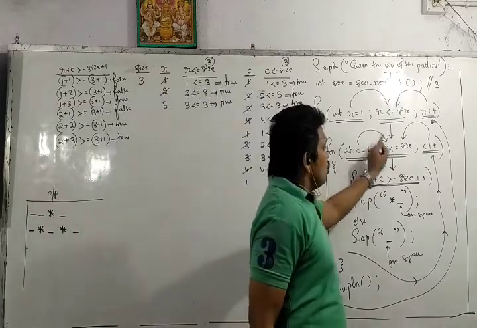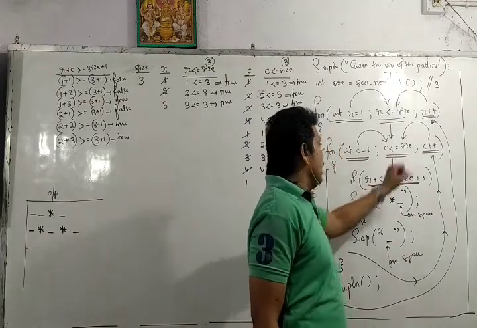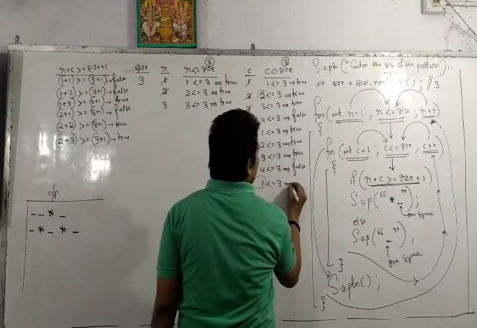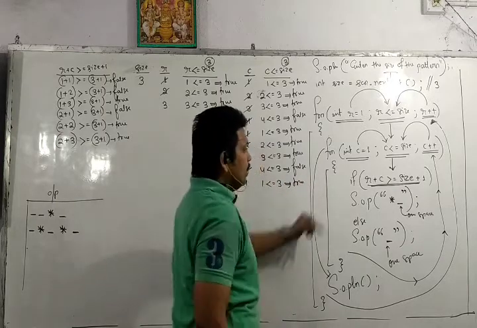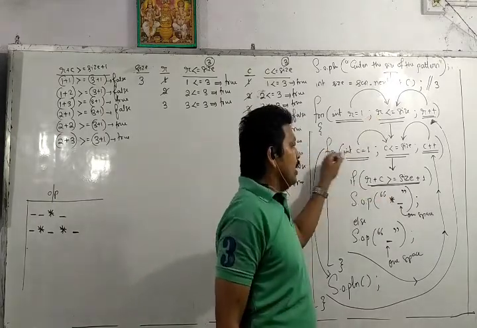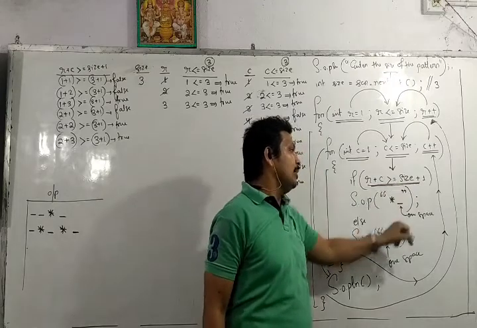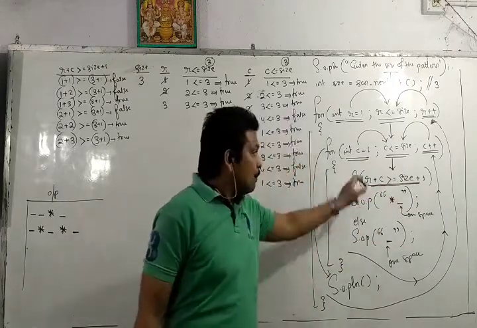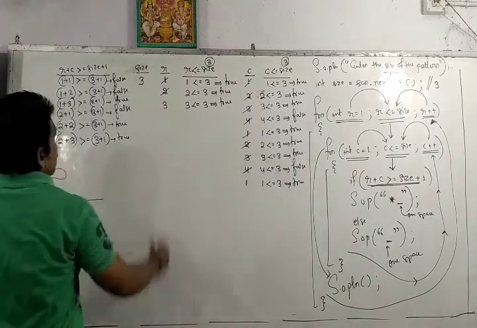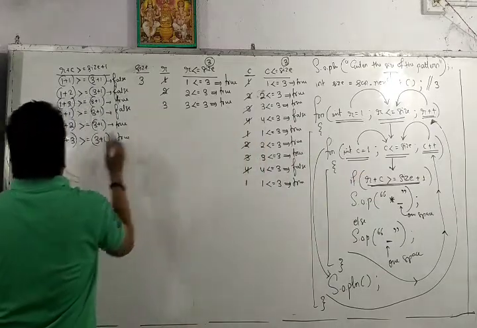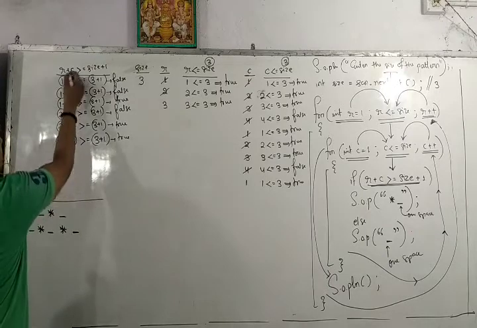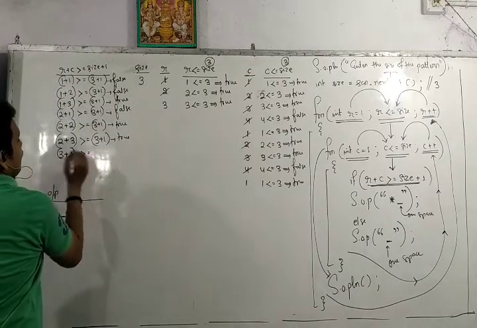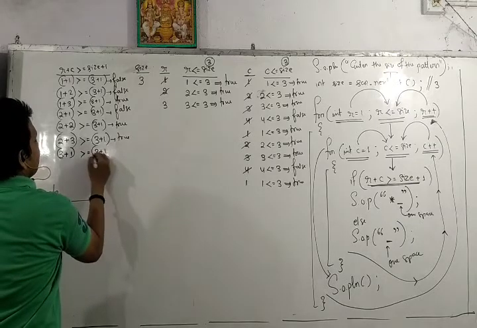Then the control goes to the testing expression of the inner for loop. C less than or equal to size, 1 less than or equal to size 3. Yes, the answer is true. Then the control goes within the body of the inner for loop and checks this condition: R plus C is greater than or equal to size plus 1. What is R? It is 3. R plus C, what is C? C is 1. 3 plus 1 is greater than or equal to size plus 1.